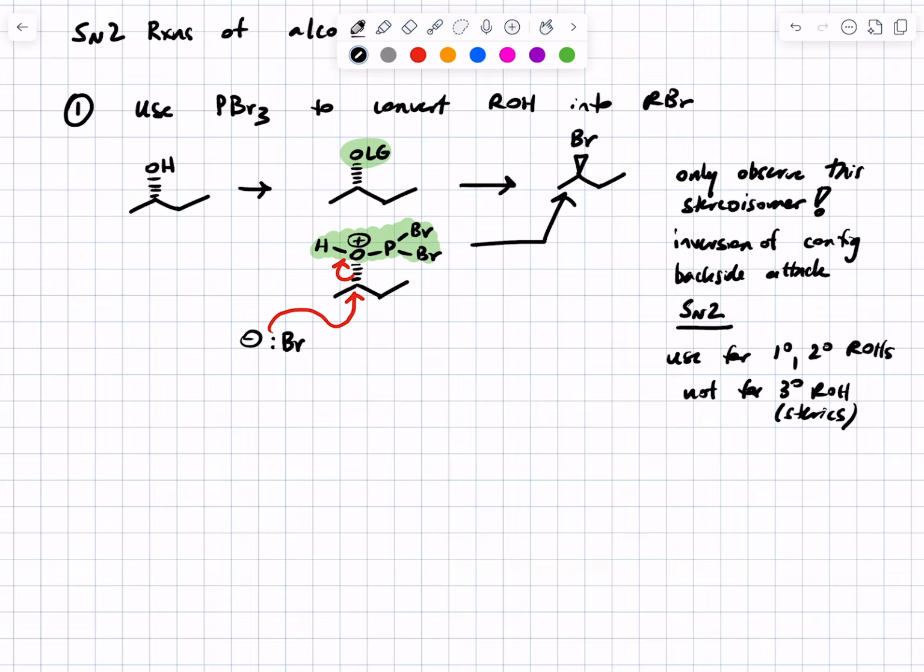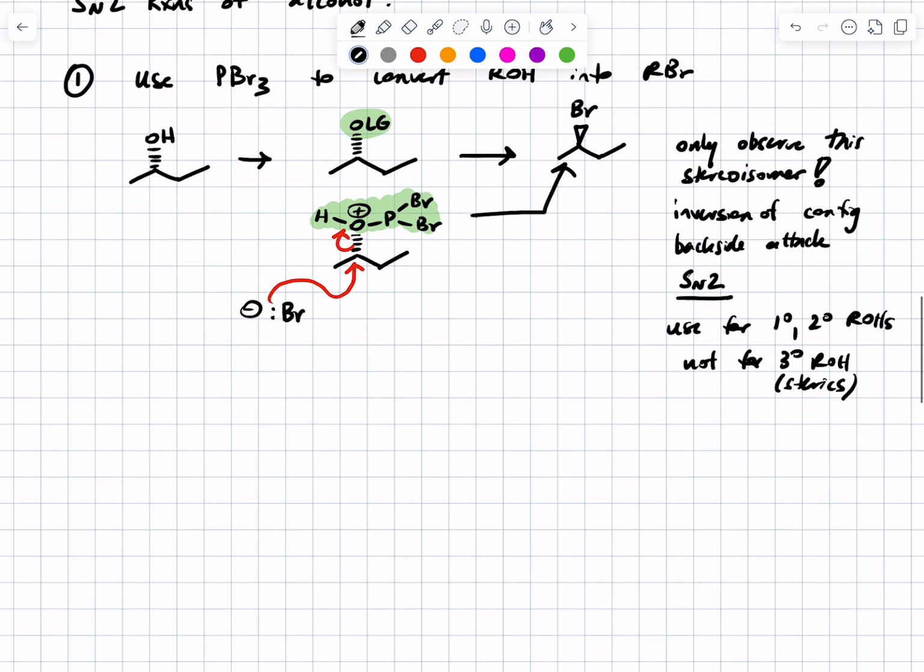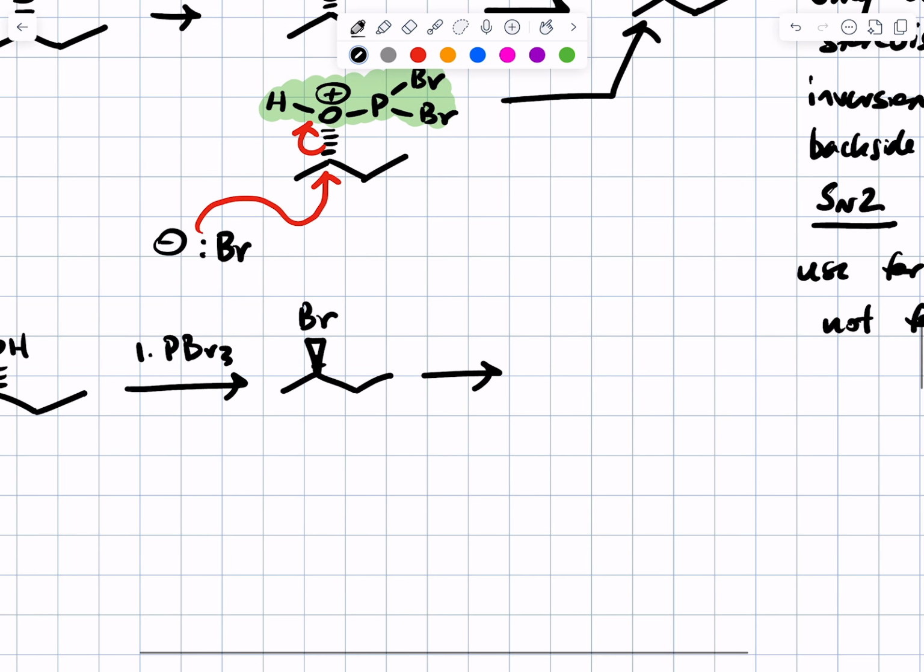If you use PBr3 in the presence of another good nucleophile, could you get another product? In general, what people will do with PBr3 is they will take their alcohol starting material, do the PBr3 reaction first to get this, and then do a subsequent SN2 reaction. We could imagine, for example, using sodium azide, which is just N3 minus and Na plus.